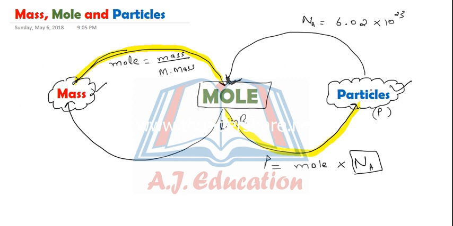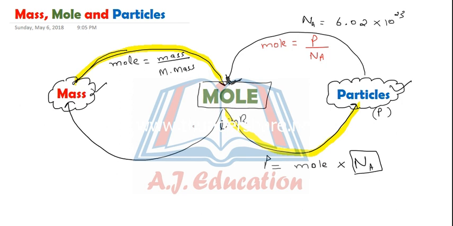In a similar way, if we are given the particles of a substance and we need to know the mass of the substance, you can see that we can rearrange this formula over here. We can determine the moles if we divide the particles by Avogadro's number. So the formula for determining the moles from the particles is that mole is equal to particles divided by Avogadro's number. The given particles can be divided by Avogadro's number, then we can determine the moles of the substance.